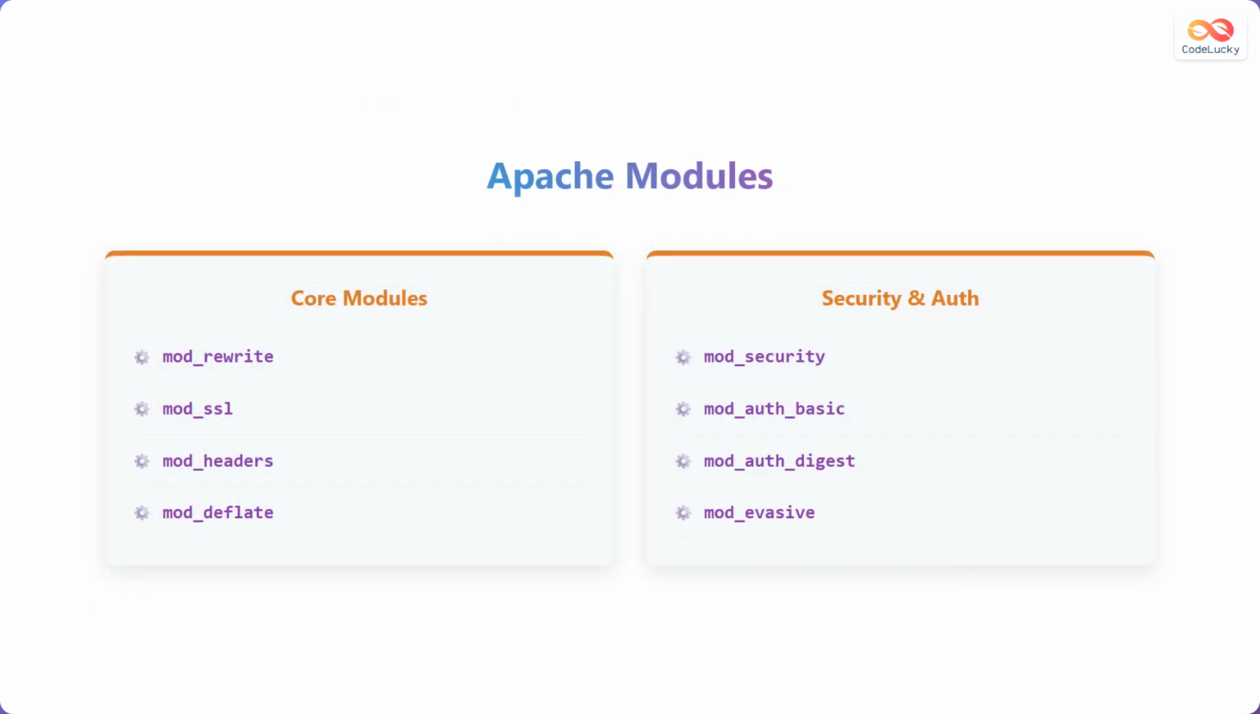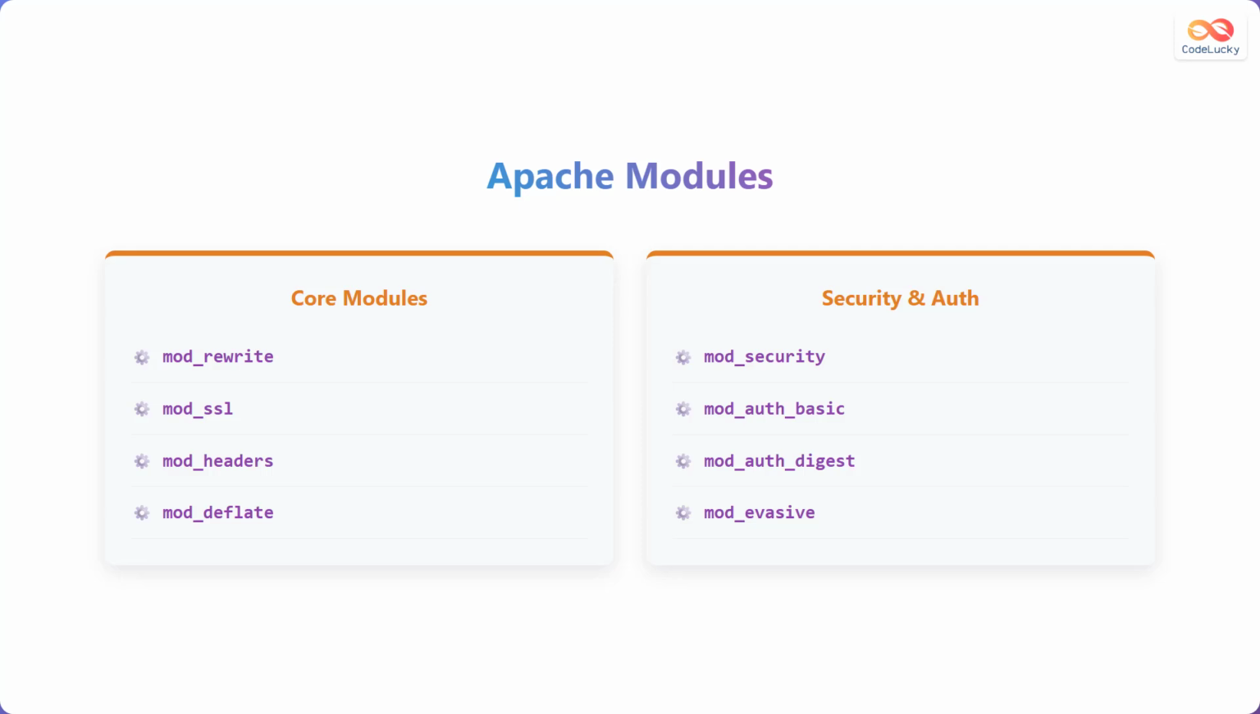Apache modules extend the server's functionality through a modular architecture. Core modules include mod_rewrite for URL manipulation, mod_ssl for secure HTTPS connections, mod_headers for HTTP header manipulation, and mod_deflate for content compression. Security and authentication modules are equally important. Mod_security provides web application firewall capabilities.